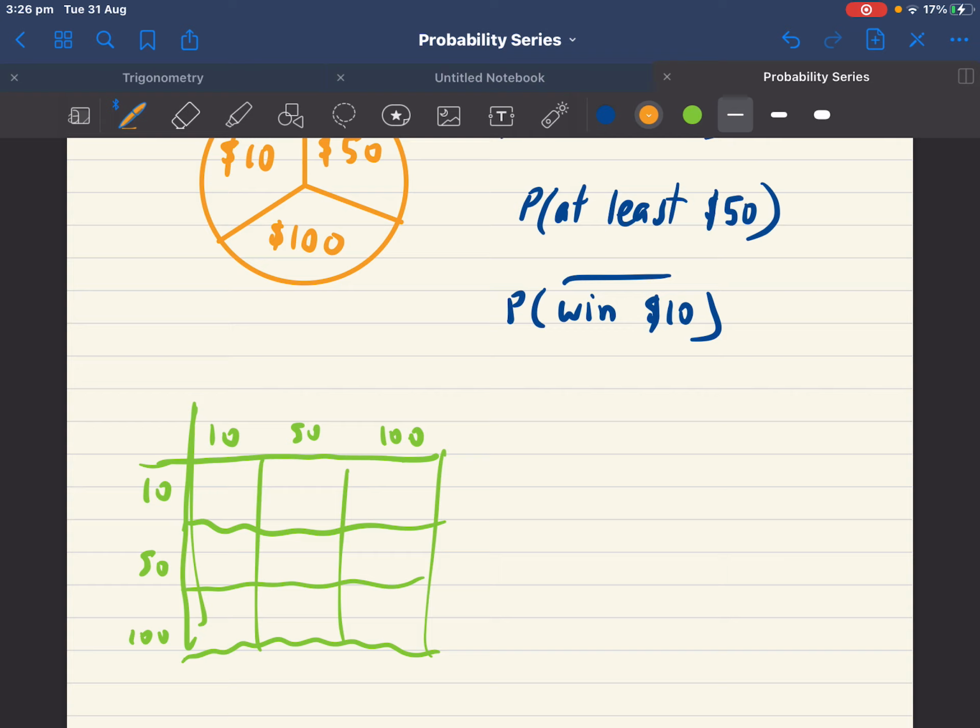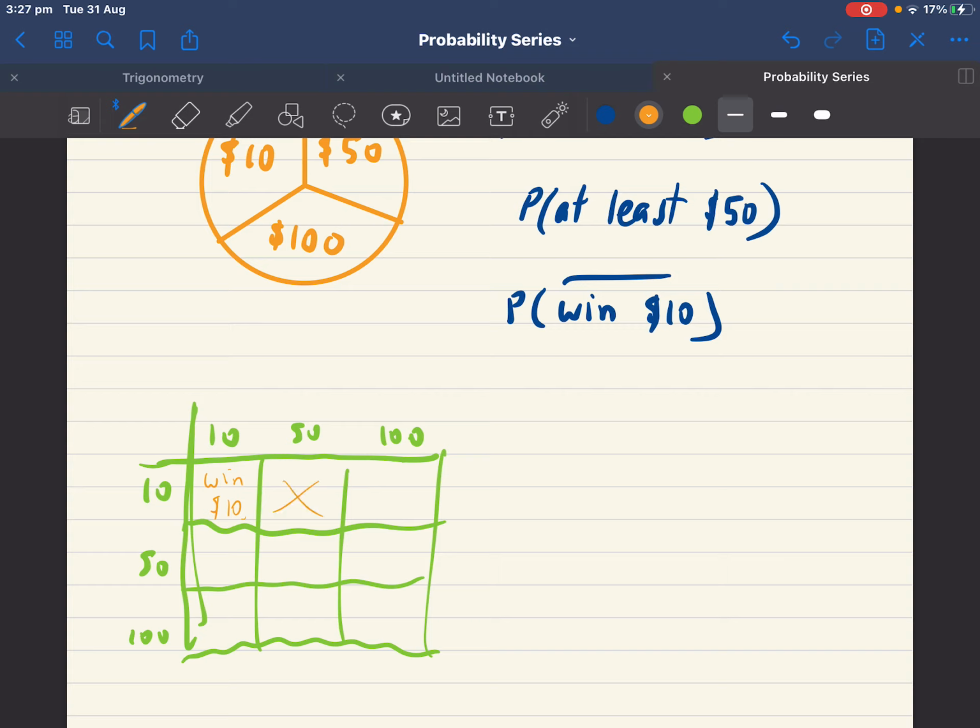So this first box, this is where you spun the 10 and the 10. This actually has us winning $10. We spun the $10 both times. I know it's not a lot of money, but at least we won. The next box along, you spun the 50, right? You're all excited. I spun a 50, yes. You go to spin it again. Unfortunately, you spun a 10.